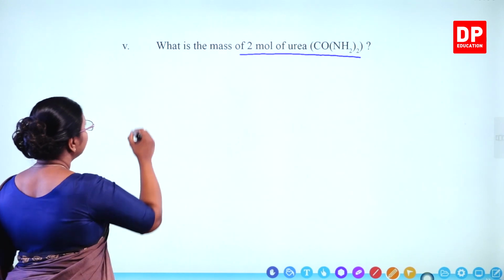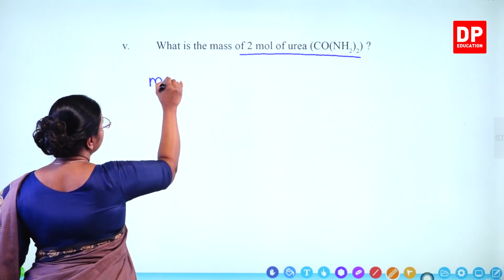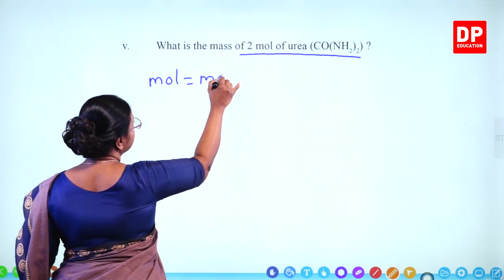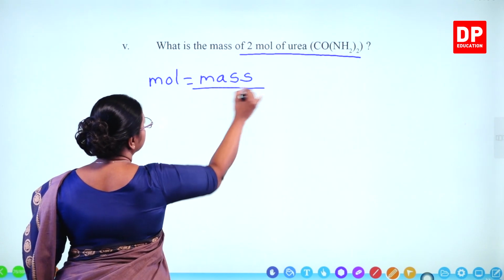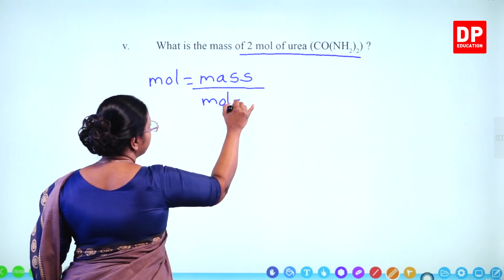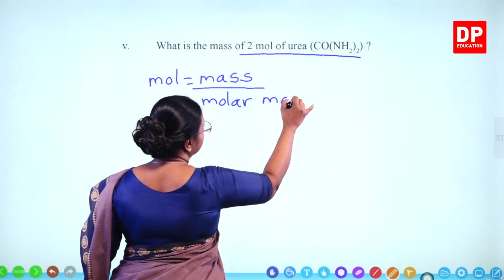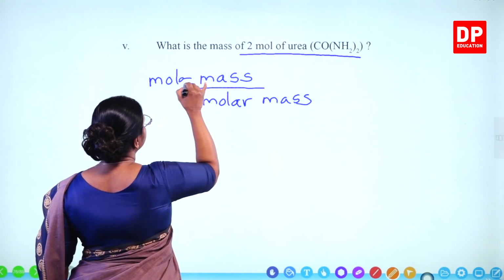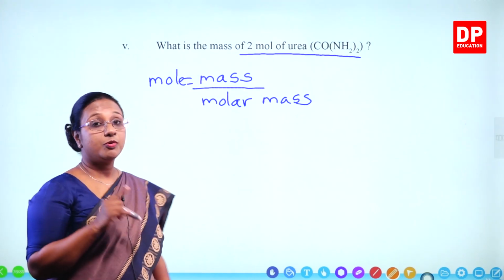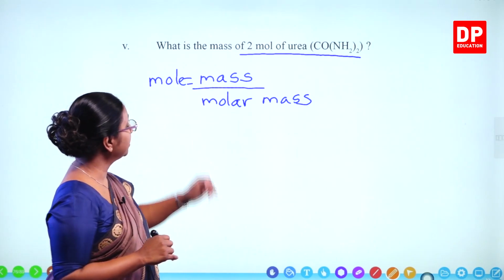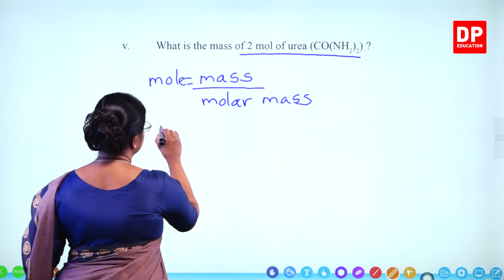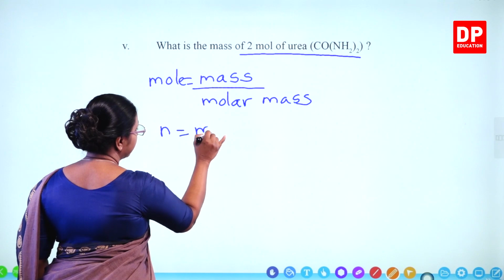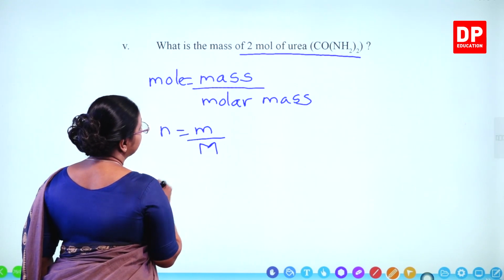So what is the equation you need to use? Mole equals mass over molar mass. It has to be MOLE. MOL is the unit. Mole equals mass over molar mass. That is N equals M over capital M.